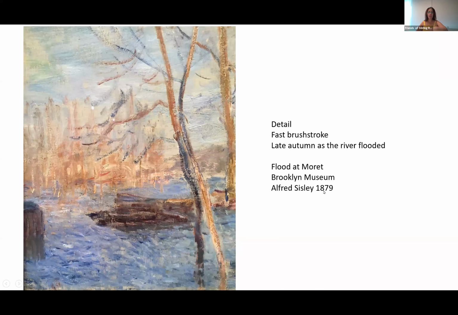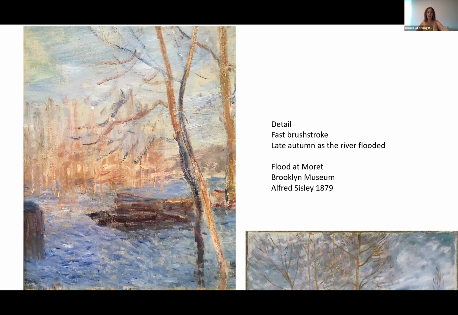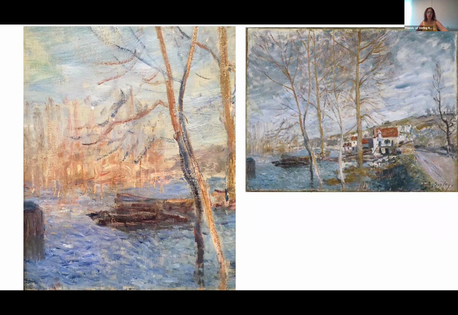For example, in this detail of this painting by Sisley, we see the fast brushstroke, because the river flooded in late autumn. And of course, he wants to try to see how to paint this. The branches that are almost dead, you can see here, the water that has flooded all of the area, and how to capture that. But when you see the painting completely, you find that it is much more complex than that. You have to be very close to see the technique. They try to work very, very fast to capture the effect of light.